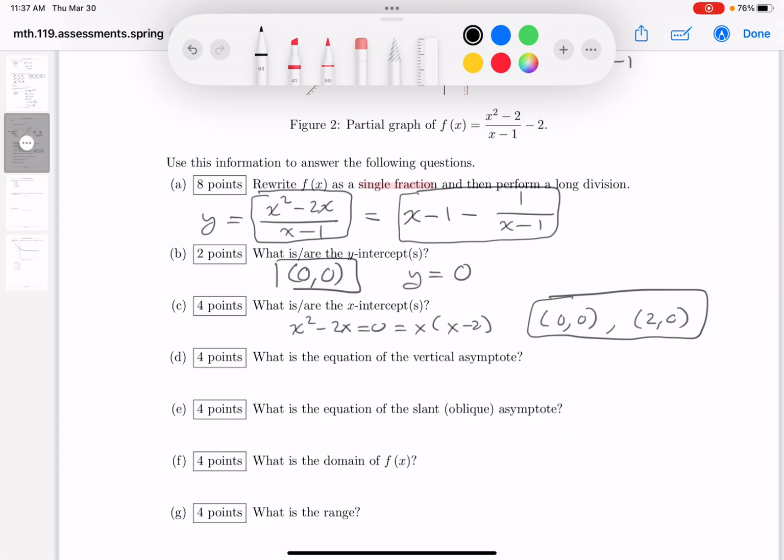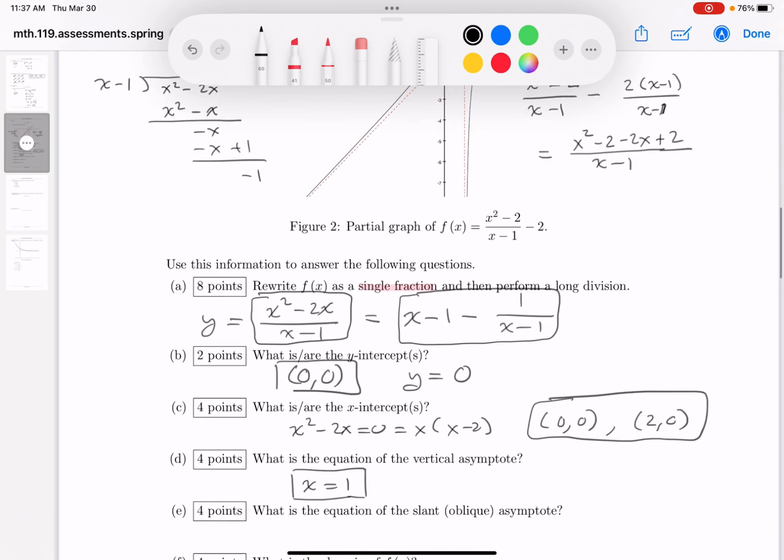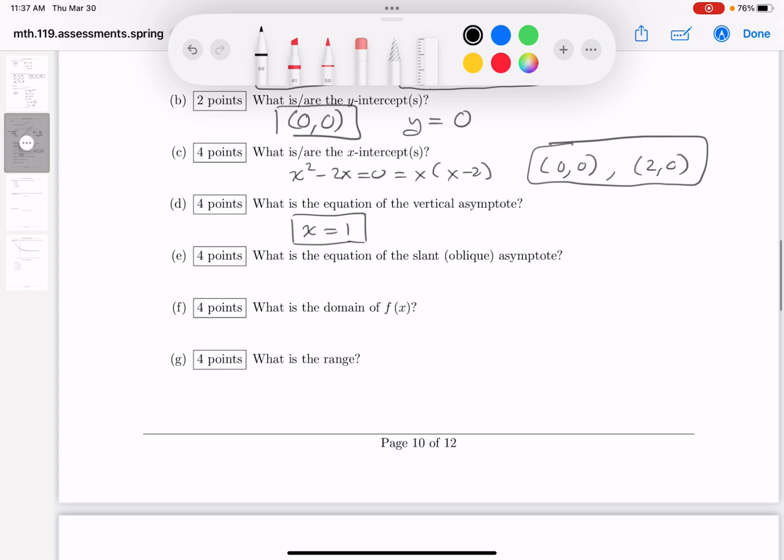Okay, next up, what's the vertical asymptote? Well, I'm looking at the picture, but I'm going to write down first. What am I basically looking at? The denominator, which is x minus 1, so the vertical asymptote would be x equals 1. Now, granted, they're not asking me to verify that. I'm looking at a picture. I'm seeing that right over here, by the way. So I'm not going to put limits down. I do see it.